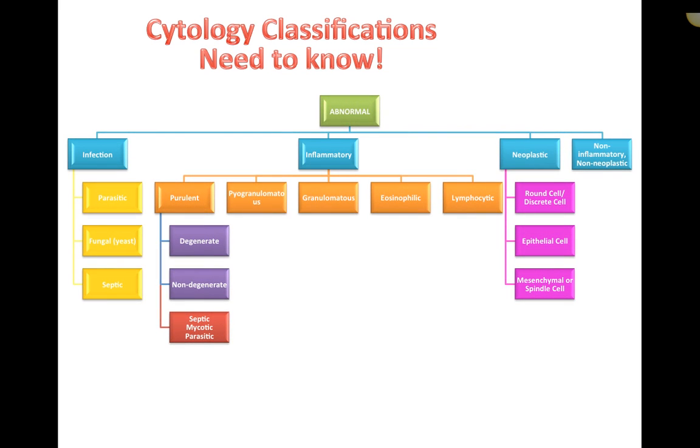This is a chart that I want you to get to know most definitely, and these are the classifications that we're going to put each sample into. Sometimes they overlap. We'll talk about that a little bit more down the road as to not overwhelm, but these are the 4 headings that we're going to classify samples into. And then we'll subclassify. So we have infection, inflammation, neoplasia, and non-neoplastic, non-inflammatory.